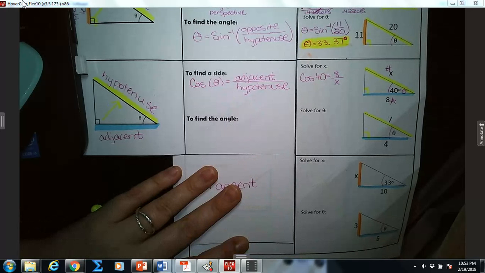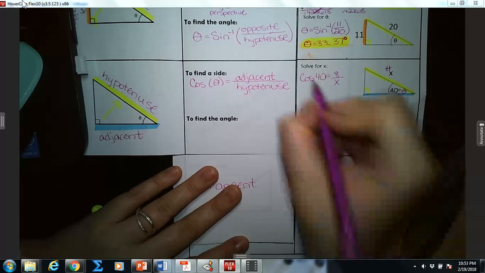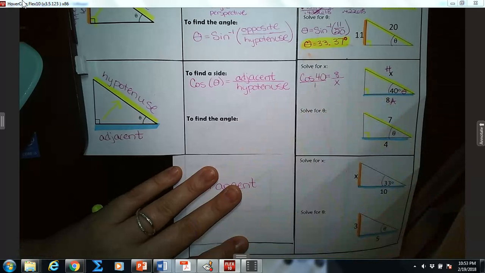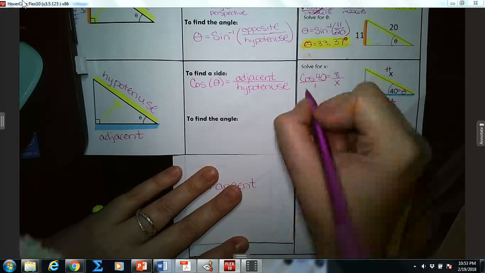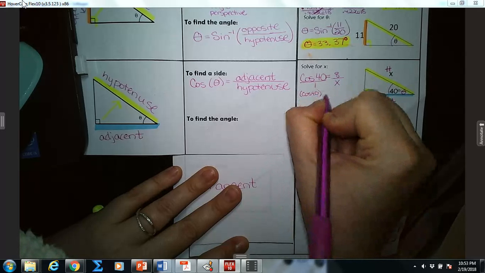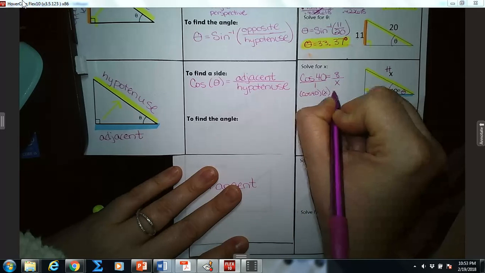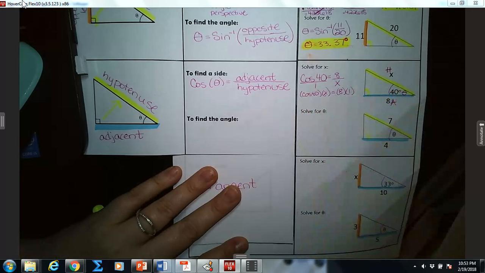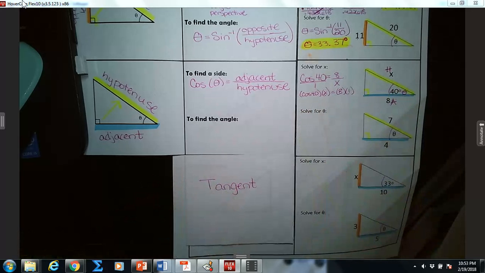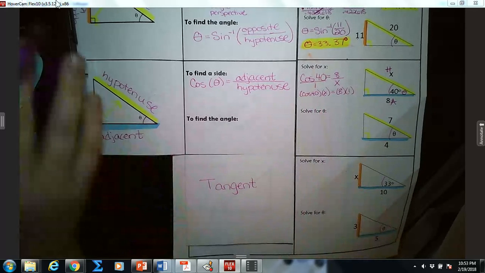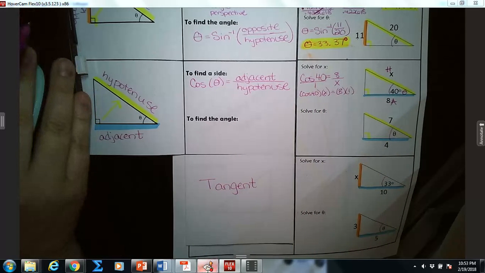My suggestion for solving is to make a fraction, make a proportion, and do some cross multiplying. Cosine 40 times x is equal to 8 times 1. That's how we cross multiply. Now I need to switch over and use my calculator to get a decimal value for cosine 40. So I'm switching screens here.